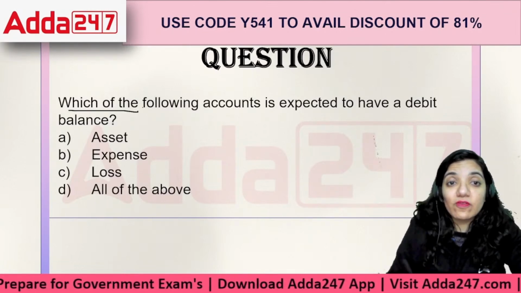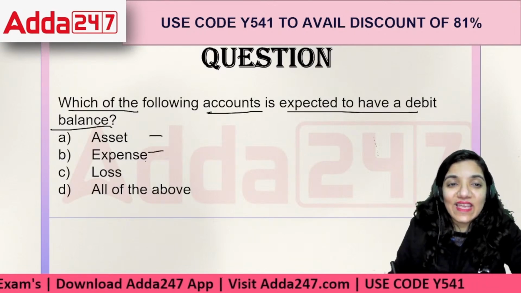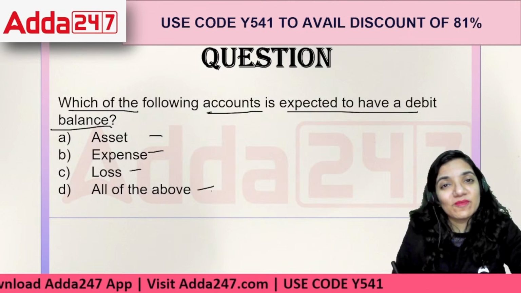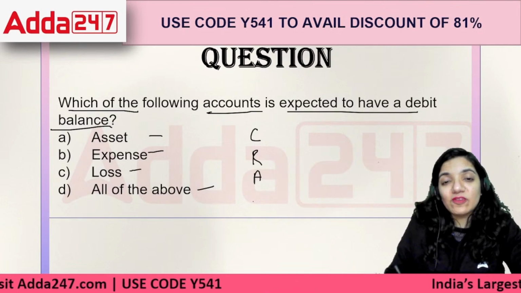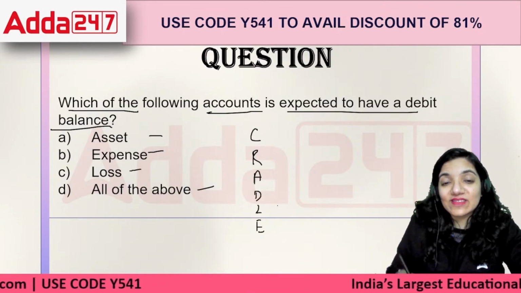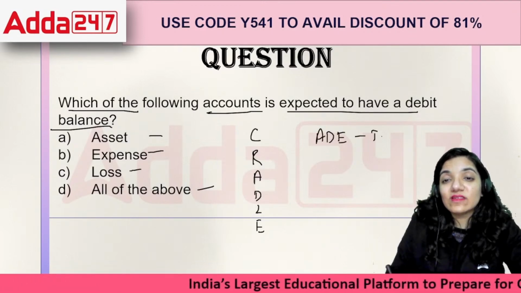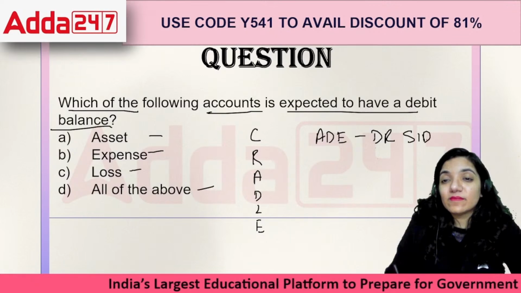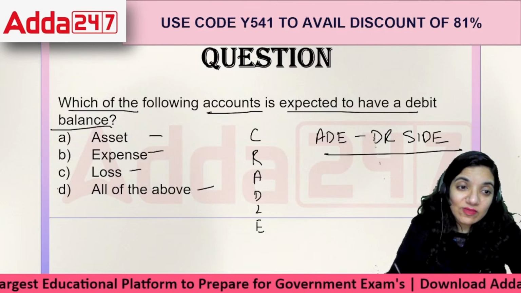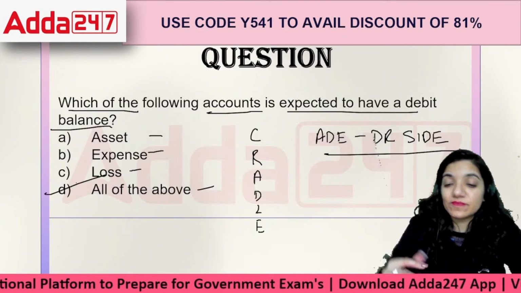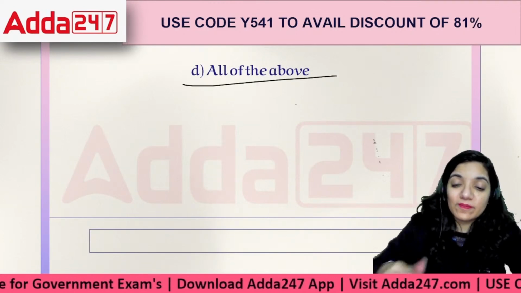Then, which of the following accounts is expected to have a debit balance? Asset, expense, loss, or all of the above? Do you remember we have done the term cradle? I've talked about cradle a lot in my classes. When we talk about cradle, it is aid, which is on the debit side. So if it is aid, which is on the debit side, the correct answer is all of the above.